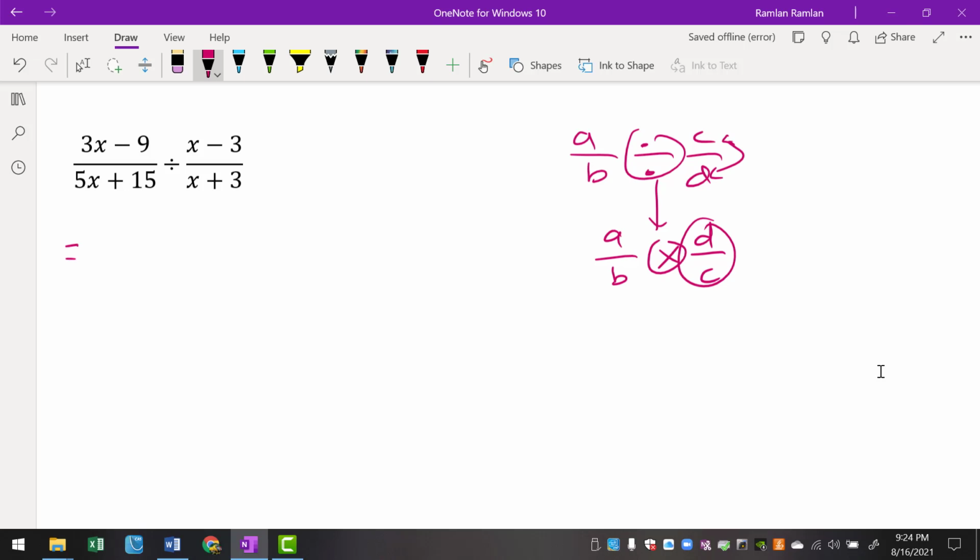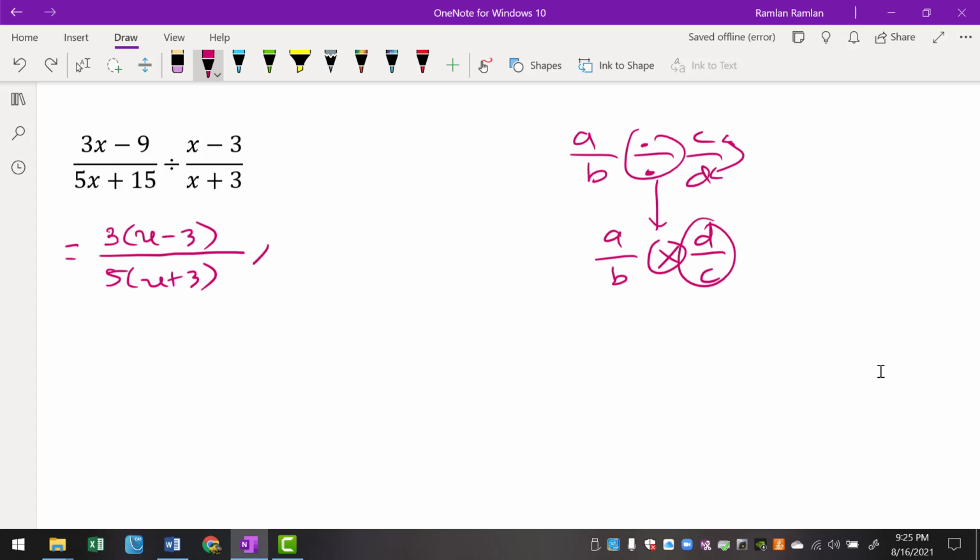Okay, so let's do it. So we have 3x minus 9. I'm going to factorize that. It becomes 3 bracket x minus 3. And then that 5x plus 5, I'm going to change that into 5 bracket x plus 3. Of course you cannot cancel this one and this one because they are different, because that one is minus 3 and this is plus 3. You can't just cancel that.